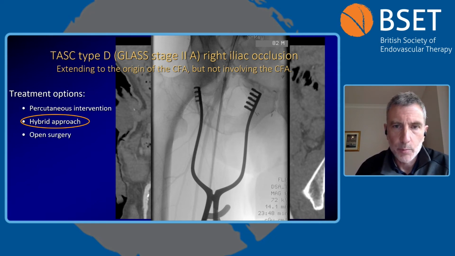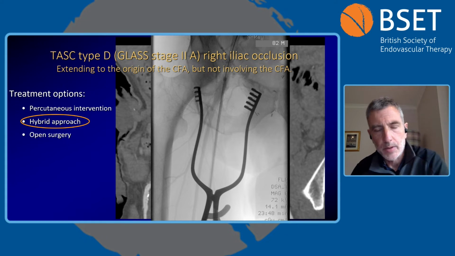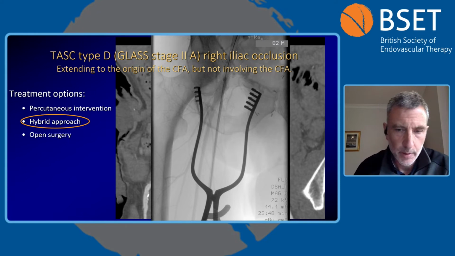Infrainguinal exposure of the common femoral artery, but control of the external iliac above the inguinal ligament and proximal to the circumflex iliac collaterals. Then percutaneous retrograde puncture of the common femoral artery before it's opened, and transluminal recanalization of the iliac occlusion. Then with a guide wire in situ, we open the artery, endarterectomize the distal external iliac and the proximal common femoral, and then patch from above the ligament and above the circumflex vessels down into the common femoral.